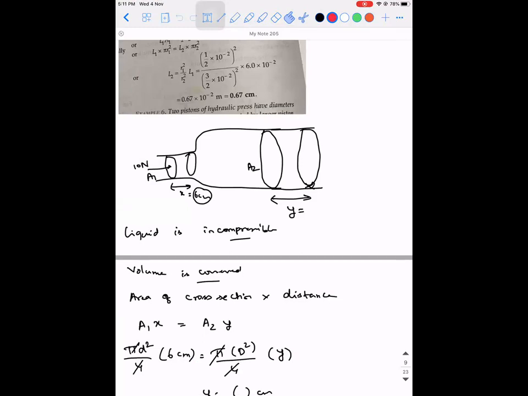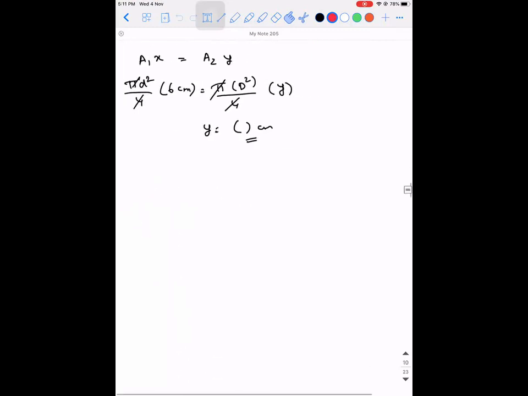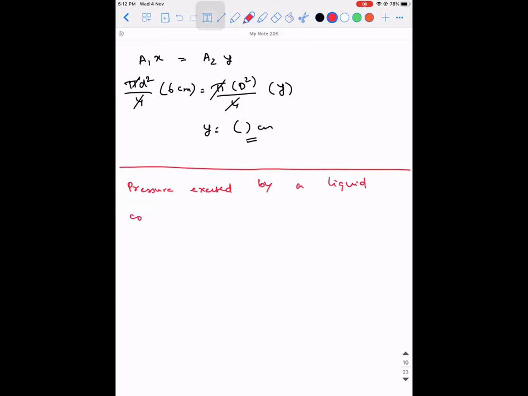So, we did a problem on how to calculate the pressure and force that is being transmitted from one place to another with the help of Pascal's law. The next topic that we are going to see is pressure exerted, write down the heading, by a liquid column. Okay. So we are going to see what is the pressure exerted by a liquid column.